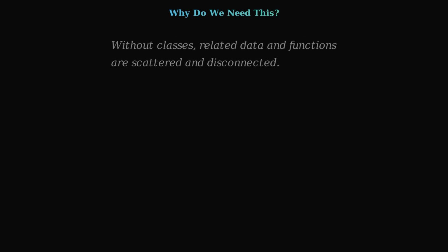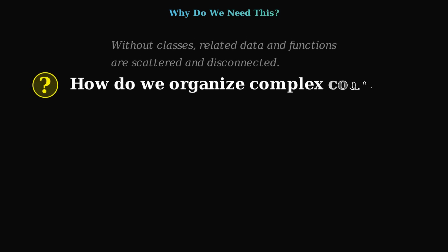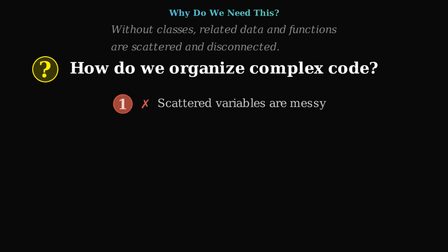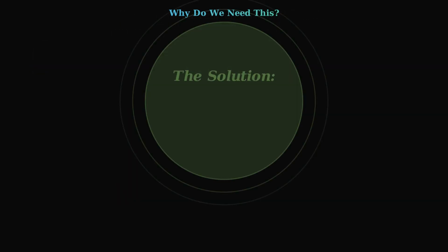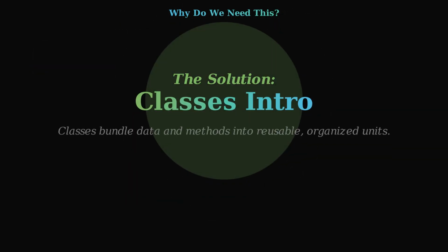Without classes, related data and functions are scattered and disconnected. How do we organize complex code? Scattered variables are messy. Functions lack clear structure. Code is hard to reuse. Classes bundle data and methods into reusable, organized units.